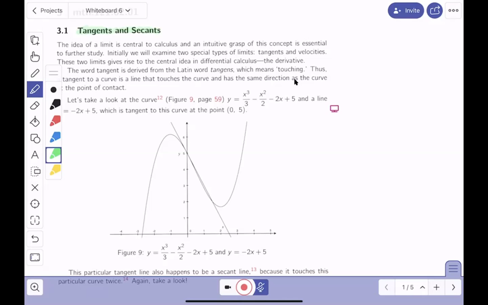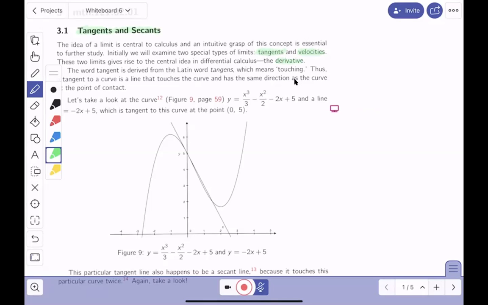Okay. So it says the idea of a limit is central to calculus, and an intuitive grasp of this concept is essential to further study. Initially, we'll examine two special types of limits, tangents and velocities. So I'm going to point over here is that, beginning parts of calculus, we're very much concerned about tangents and velocities. These two limits give rise to a central idea in differential calculus, and that's the concept of a derivative. We'll get there, not today, but we'll get there.